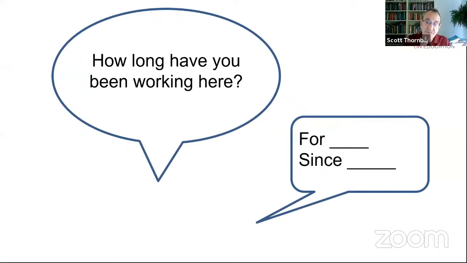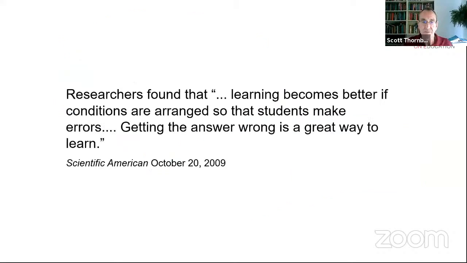We need to lead them to make mistakes because it's only by making mistakes that they can learn the limits of the rules that they are using, that they're generalizing. So there's a whole different attitude to making mistakes. And this is not just in language learning, but all kinds of learning. So according to this article in the Scientific American, research has found that learning becomes better if conditions are arranged so that students make errors. Getting the answer wrong is a great way to learn.